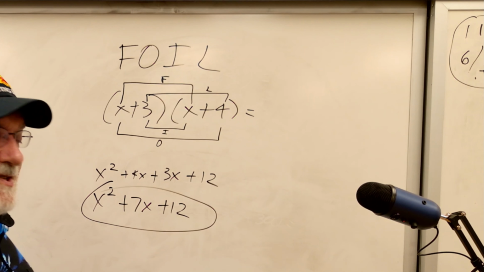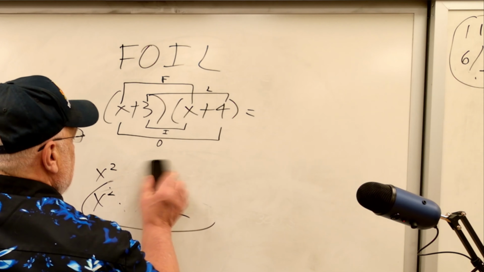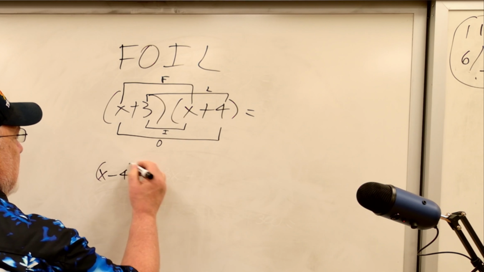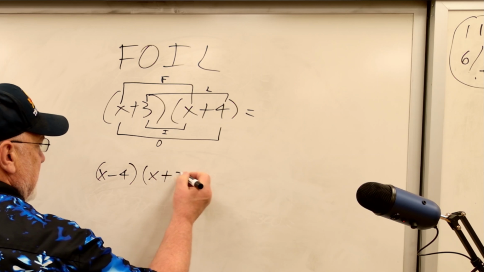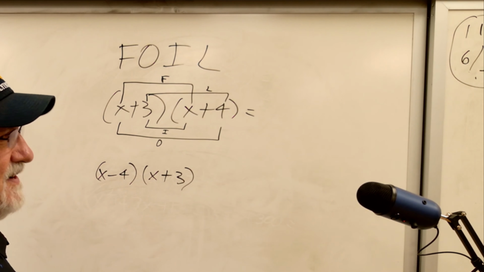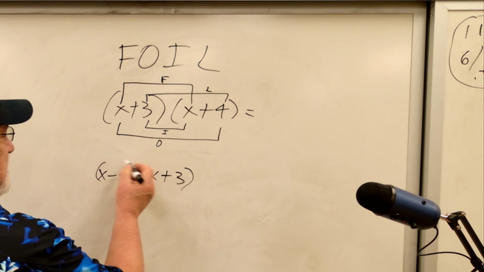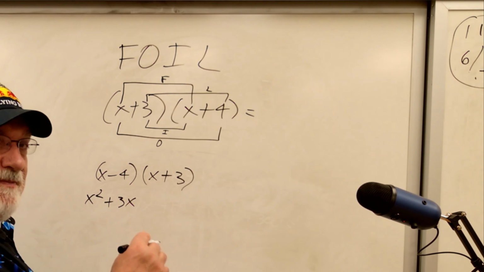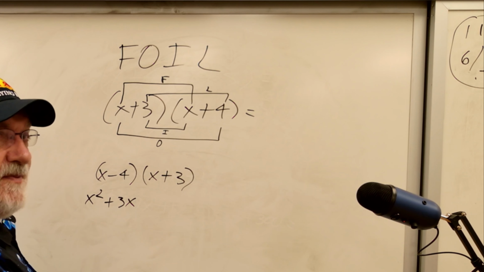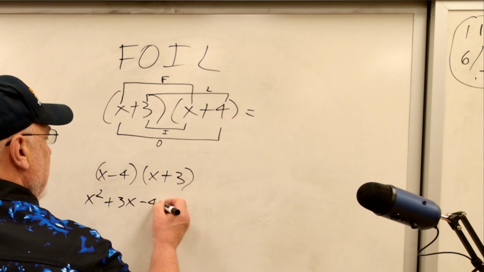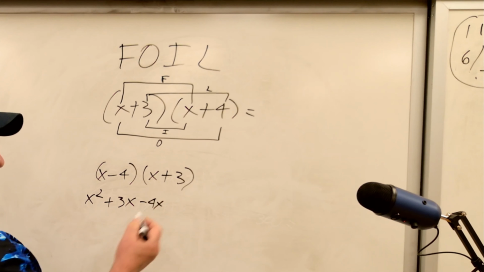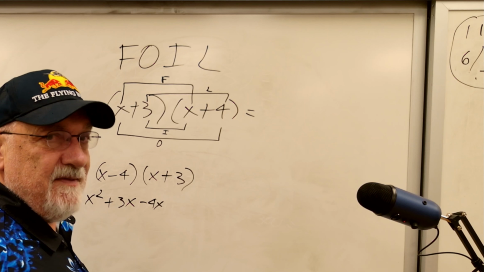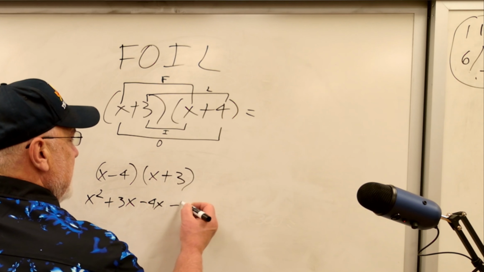That's how FOIL works. Let's do another one. How about x minus 4 times x plus 3? Very similar. I like 3 and 4, okay? So the first two is x squared. The outer is plus 3x. So in the inner, we have a problem. We have a negative 4 and an x. So negative 4 times x is negative 4x. And then negative 4 times 3, do you know what that is? If you multiply a positive and a negative, you get a negative number. So 3 times 4 is negative 12.